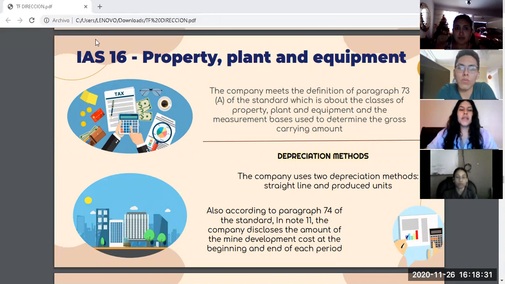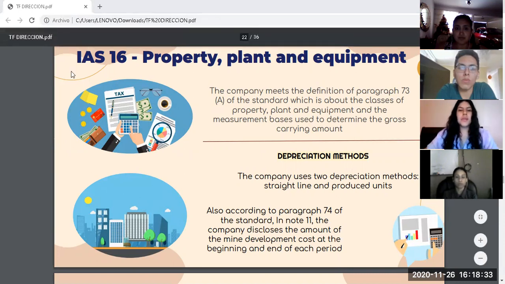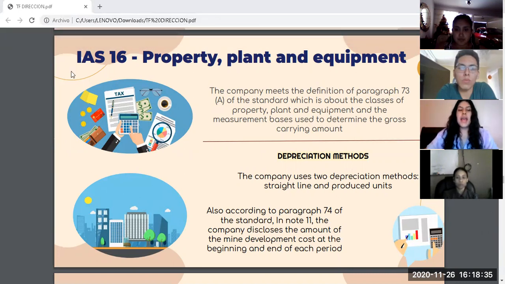Okay, the company meets the definition of paragraph 73A of the standard, which is about the classes of property, plant, and equipment, and the measurement base to determine the gross carrying amount. The group's property, plant, and equipment accounts are recorded at acquisition cost net of accumulated depreciation and possible accumulated losses due to impairment of value.